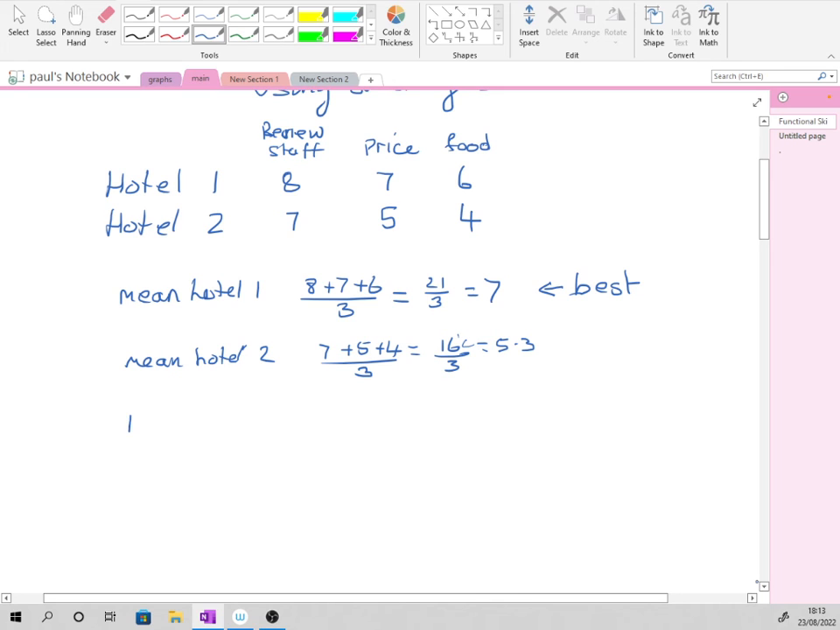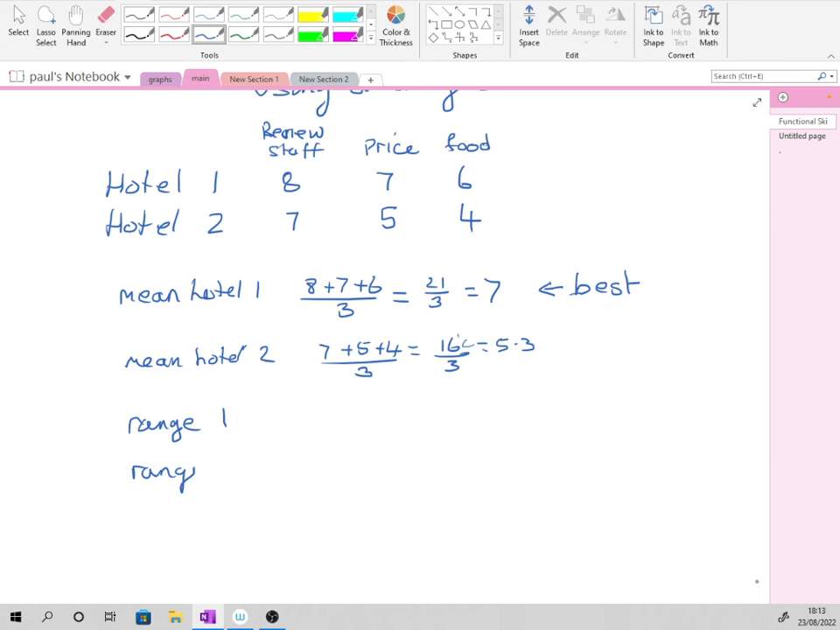We could use the range for hotel 1 and the range for hotel 2. The range for hotel 1 is the difference, so 8 minus 6 equals 2. And the range for hotel 2 is 7 minus 4, which equals 3. Now, this range is smaller, and when the range is smaller, it means it's more consistent. Yeah? It might be that it's consistently bad, so it doesn't really tell us too much.